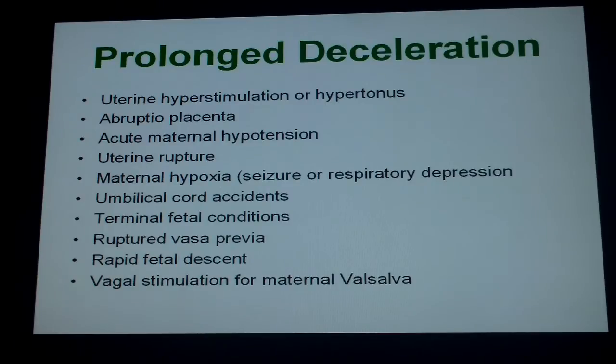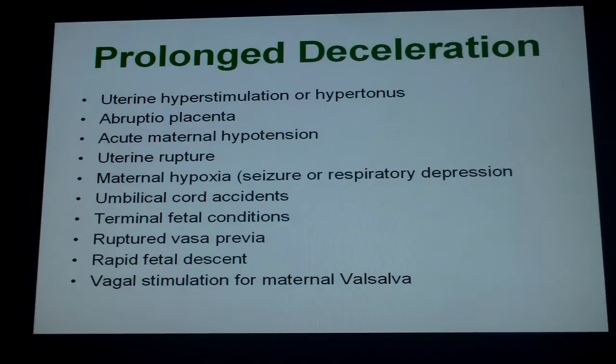What's usually happening during a prolonged deceleration is, most often, uterine hyperstimulation or hypertonus. If you have PIT on and your patient is contracting or has a real tetanic contraction, then your baby will respond to that. If you have an acute insult like an abruptio placenta, you'll have a prolonged deceleration. If you are assisting with an epidural placement and your mom has a hypotensive episode where she really bottoms out her blood pressure, you'll have a prolonged deceleration from that because your baby's not getting any perfusion then.